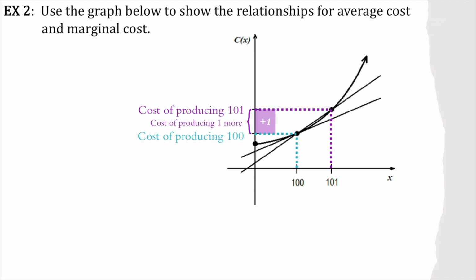So if we want to approximate, we can use the tangent line. And instead of figuring out the cost of that 101st widget on the cost function itself, let's find it on the tangent line. So now this green box is the approximated cost of producing just one more.